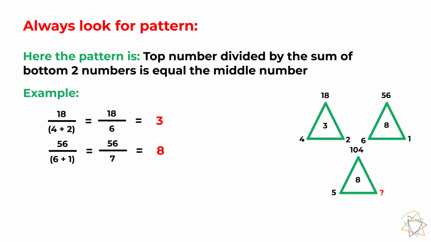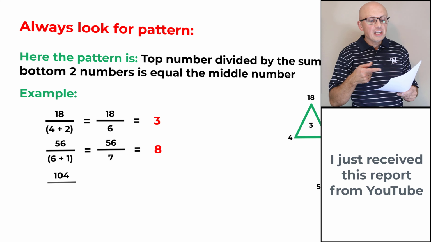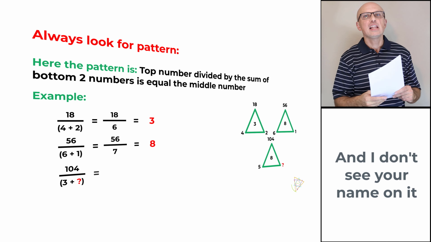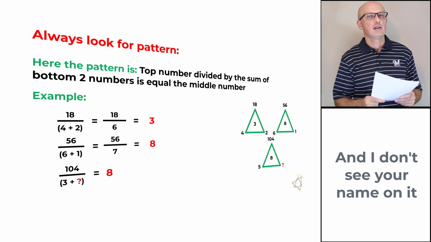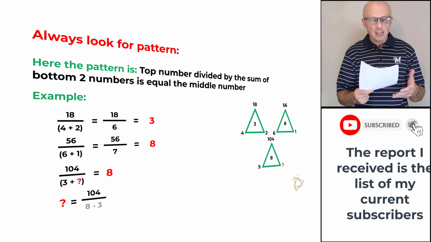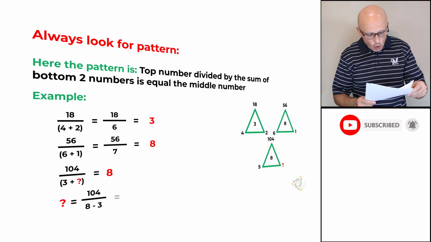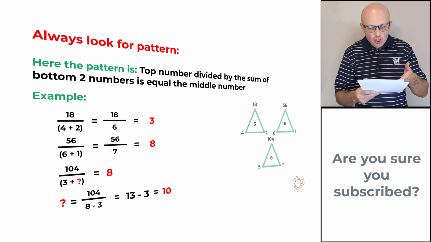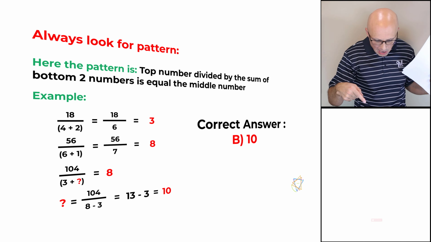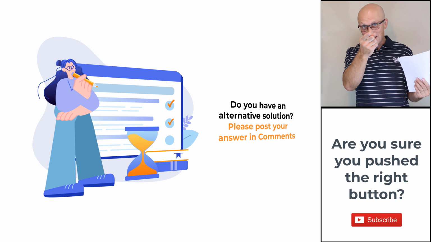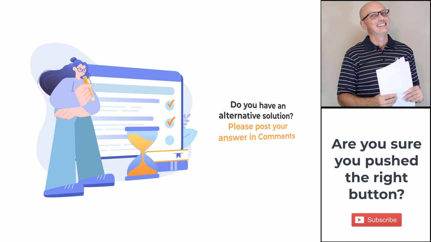Which means that we can build a formula. And our formula will have 104 on the left divided by the value in parentheses 3 plus question mark would be equal to 8. Which means that the question mark would be equal to 104 divided by 8 minus 3, which would be an equivalent of 13 minus 3, which would be equal to 10. So the question mark equals 10, and the correct answer is choice B, 10. Hopefully you've nailed this question and now know how to answer similar problems on the test.